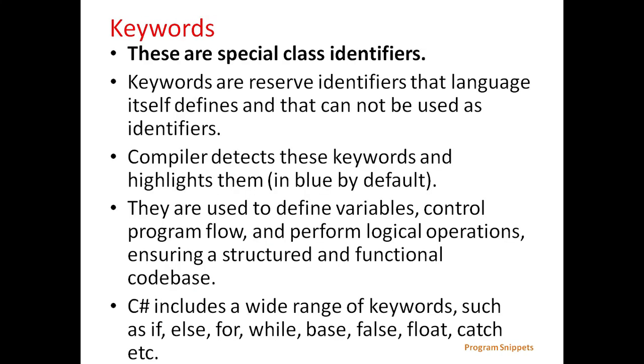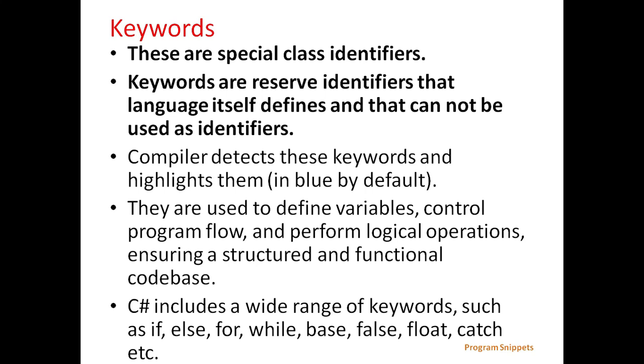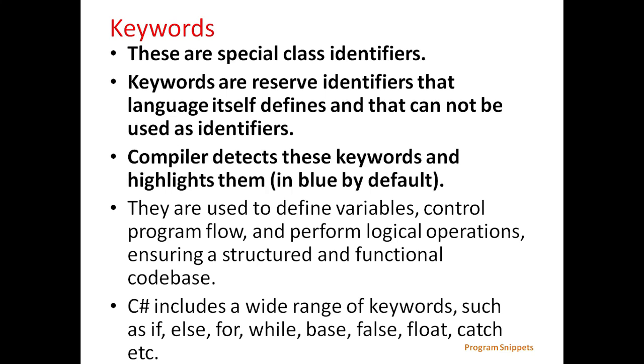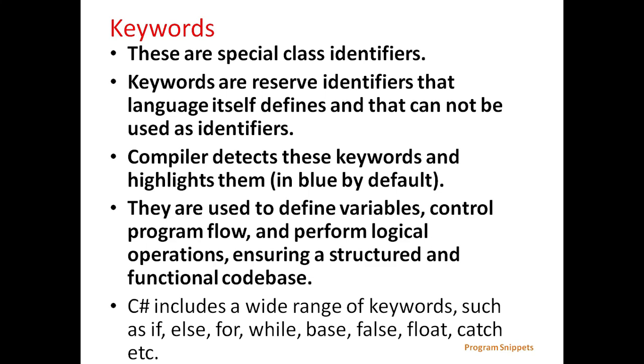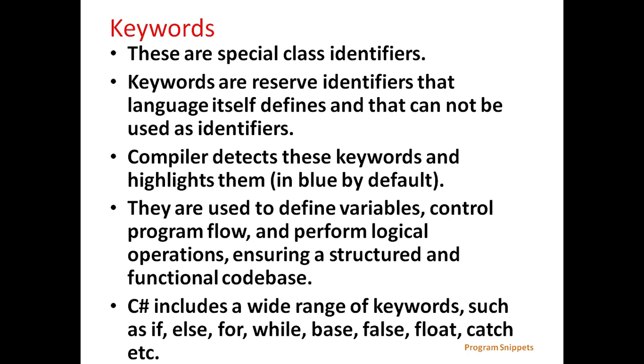Keywords are special class identifiers. They are reserved identifiers that the language itself defines and that cannot be used as an identifier. The compiler detects these keywords and highlights them in blue by default. They are used to define variables, control program flow and perform logical operations, which ensures a structured and functional code base. C# includes a wide range of keywords such as if, else, for, while, float, catch, etc.